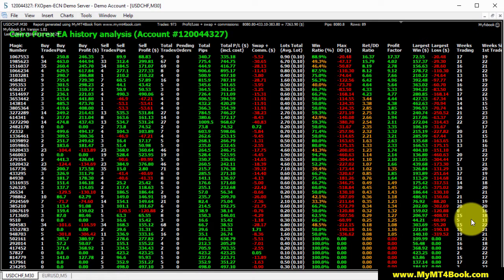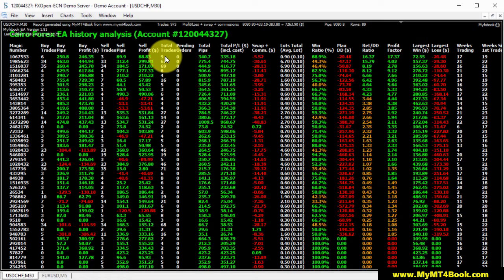So let's take a look at what we see. I can see return to drawdown ratio. I have sorted the results by return to drawdown ratio. So my best strategies are at the top, and right now I see the biggest return to drawdown ratio is 16.37, but this strategy produced only 9 total trades.